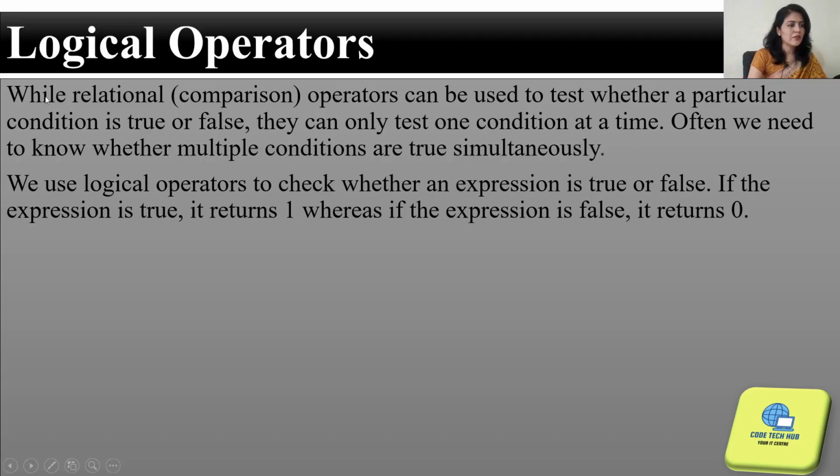Logical operators. While relational operators can be used to test whether a particular condition is true or false, they can only test one condition at a time. Often we need to know whether multiple conditions are true simultaneously. We use logical operators to check whether an expression is true or false. If the expression is true, it returns 1, whereas if the expression is false, it returns 0. That means, when your expression is true, it will return 1, and whenever your expression is false, it will return 0.